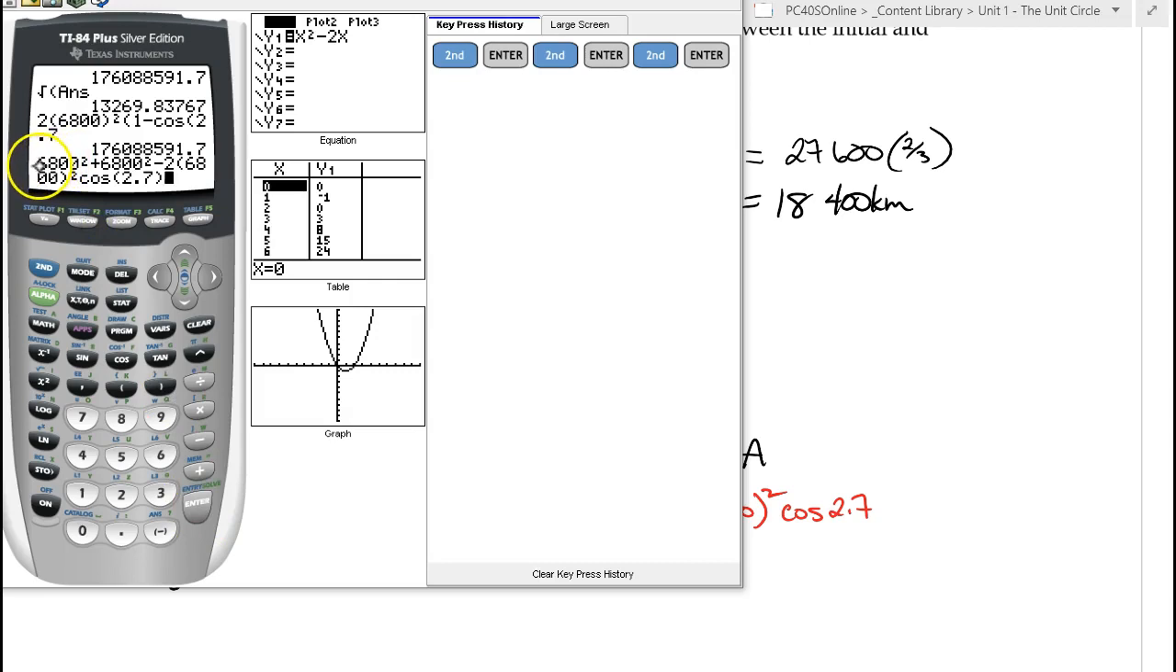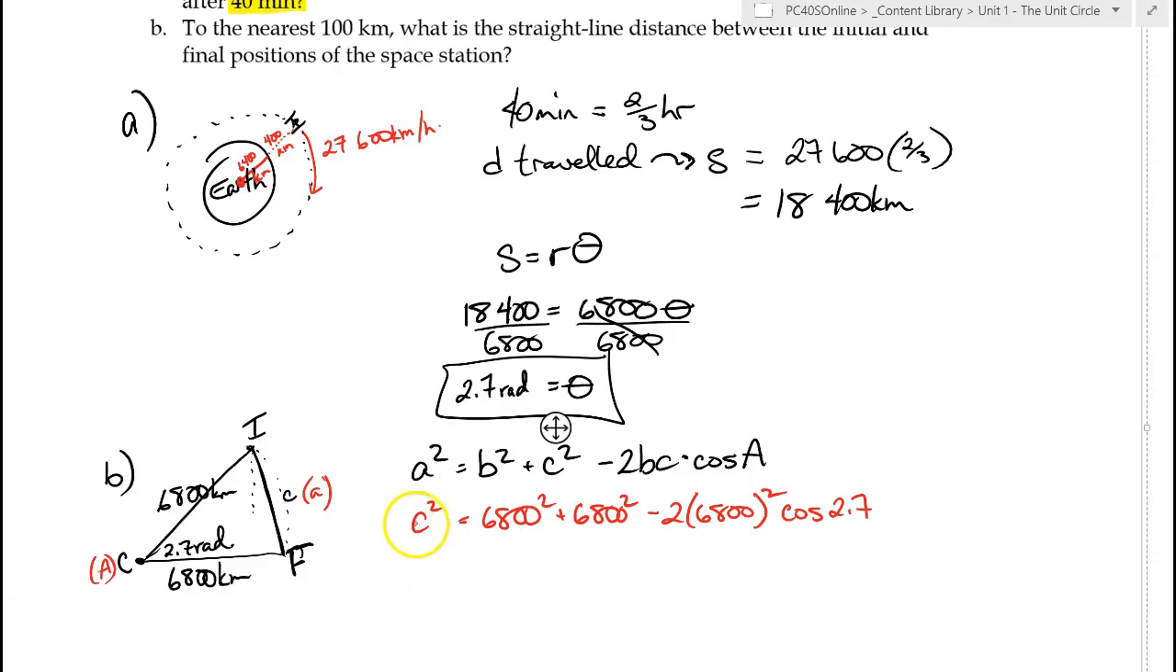So I've got 6,800 squared plus 6,800 squared minus 2 times 6,800 squared cos 2.7, and I hit equals, and this is the value I get. Now, when I go back to my screen here, what we're seeing is that we've got c squared equals all of that.